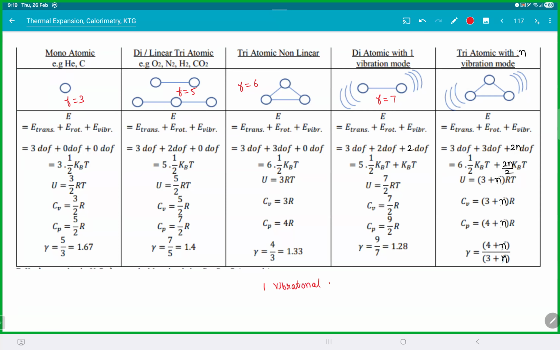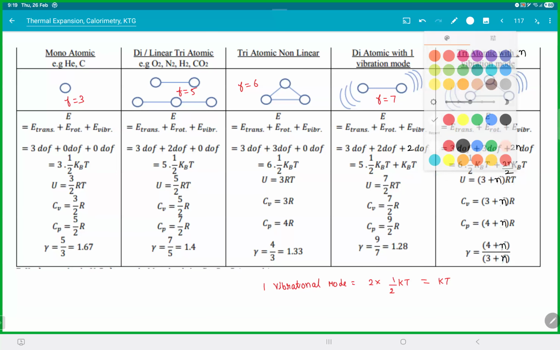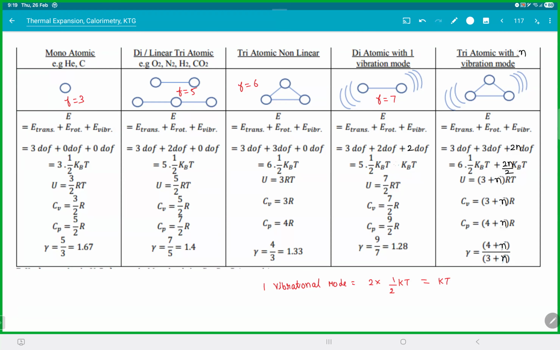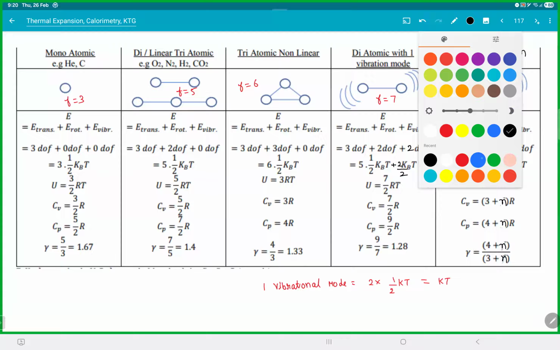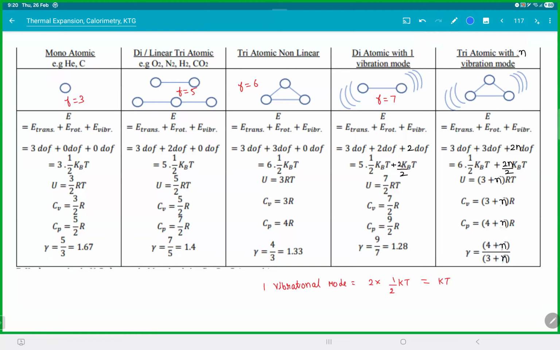So one vibrational mode has an energy 2 times half kT. So they write it simply as kT. That is the reason you can see that kT there directly here. You should definitely remember this thing. All clear with this?